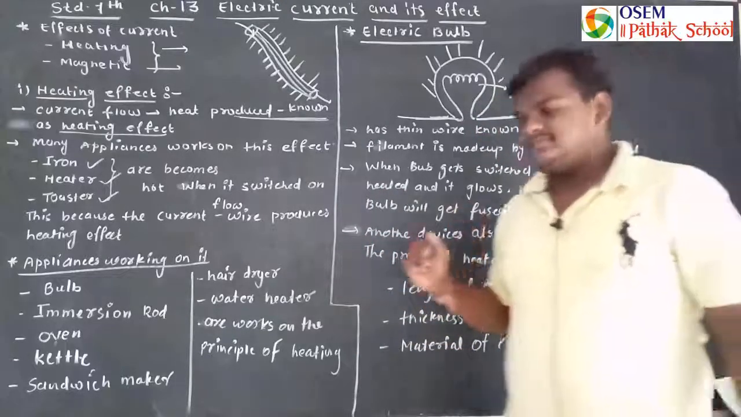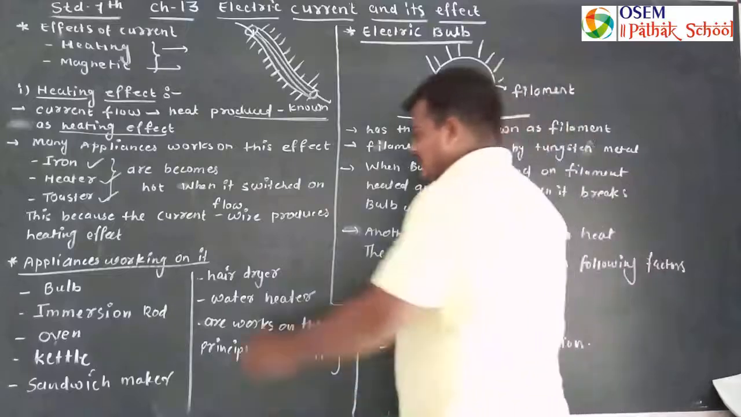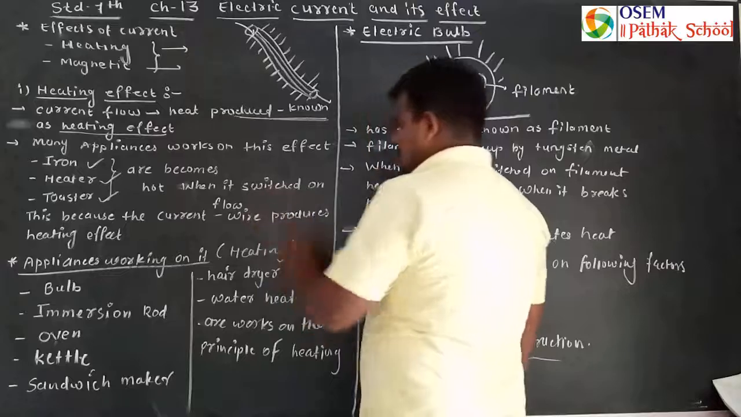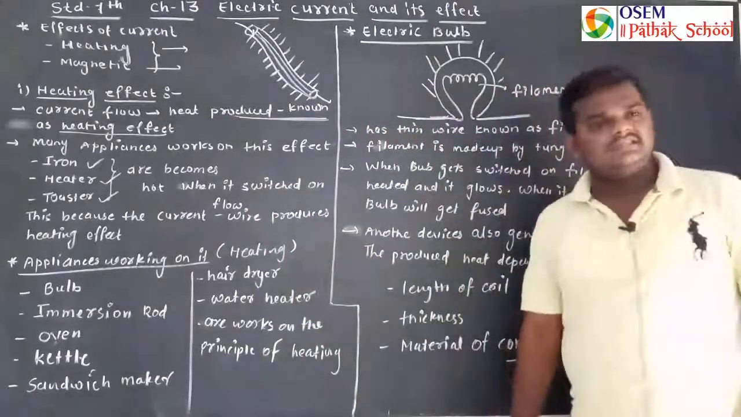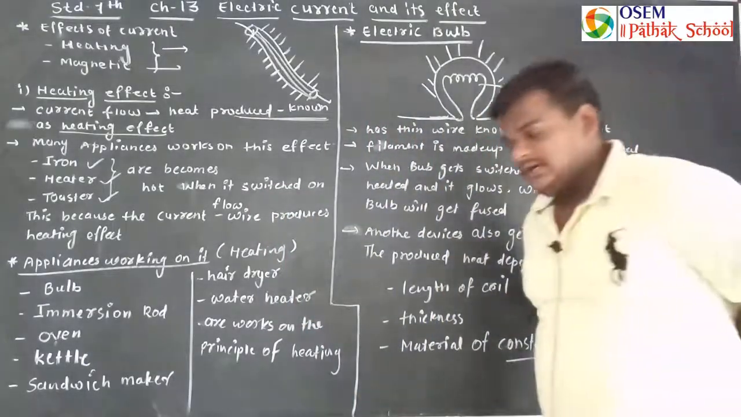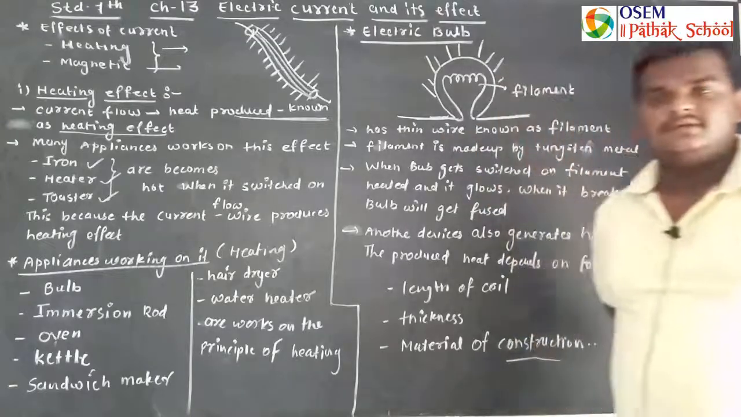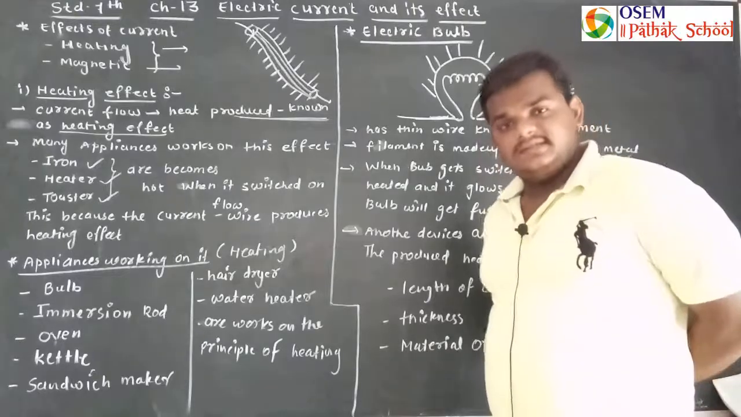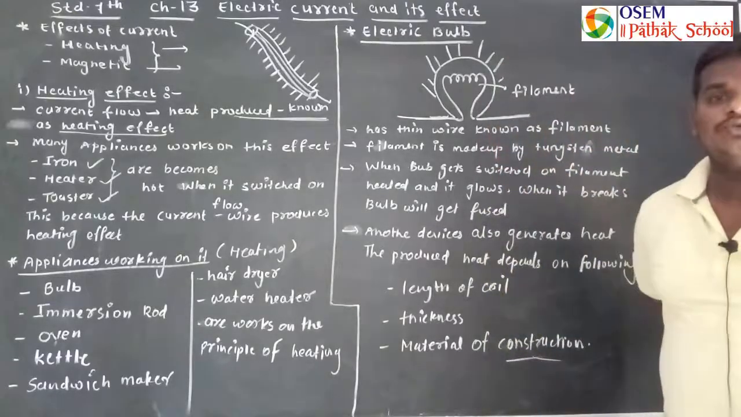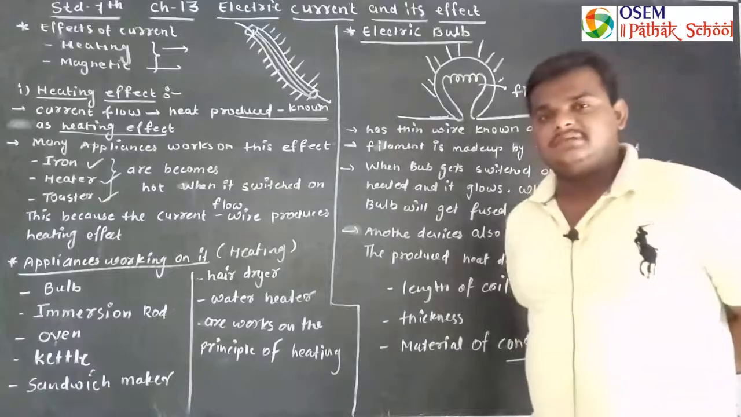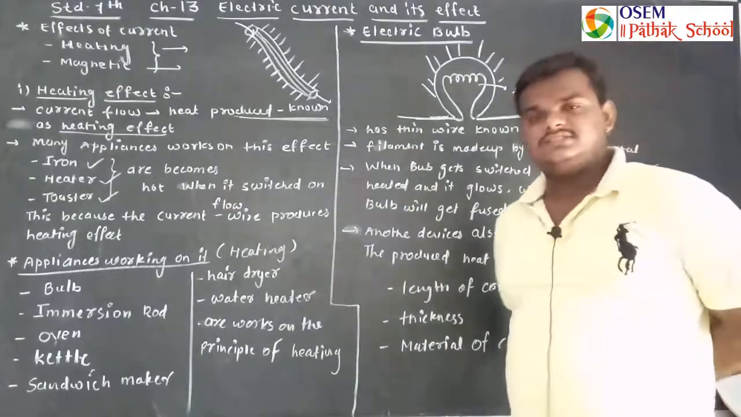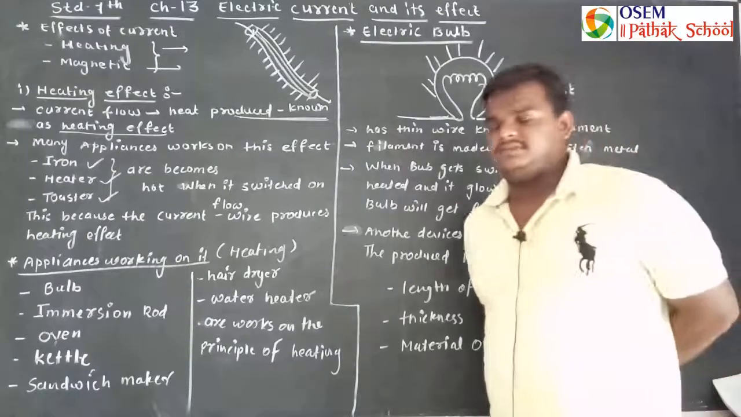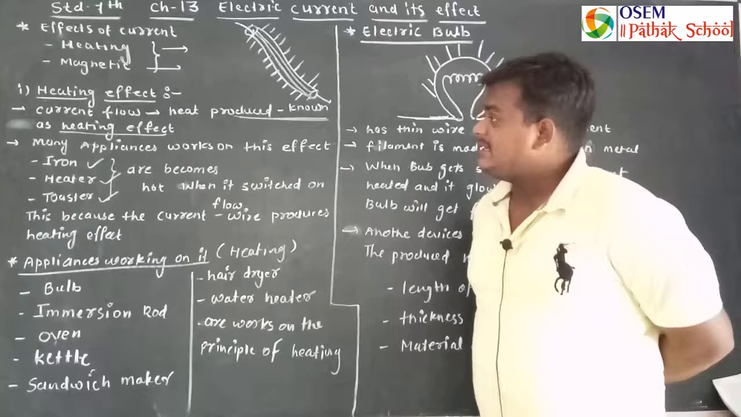Now, what are the appliances working on the heating effect? How many types of appliances are working on the heating effect? How is heat generated? That I discussed here. Heat is generated by the movement of electric charges from one place to another place. That's why heat is generated there. So this is the heating effect.